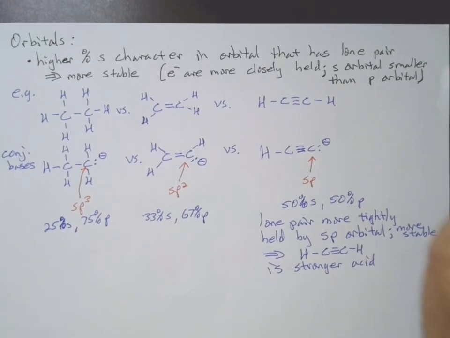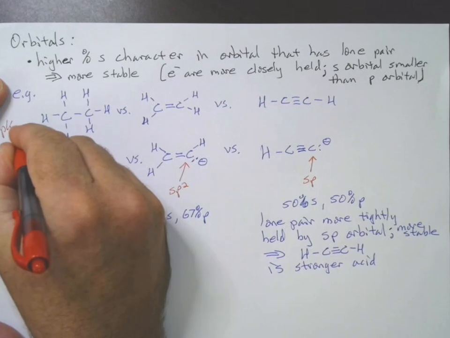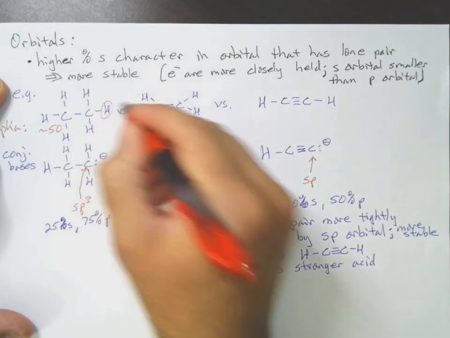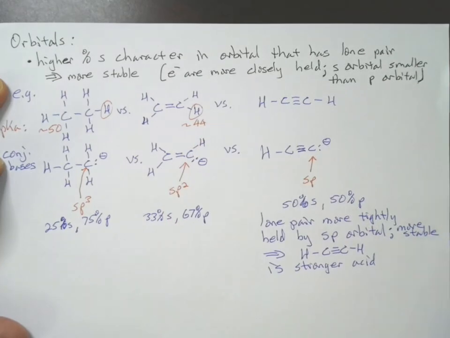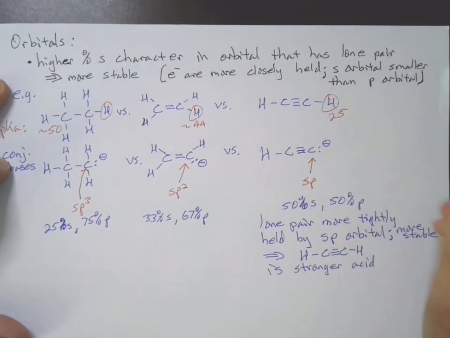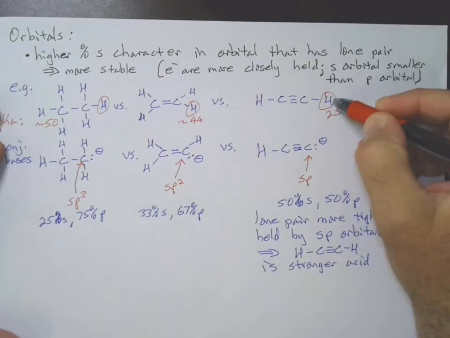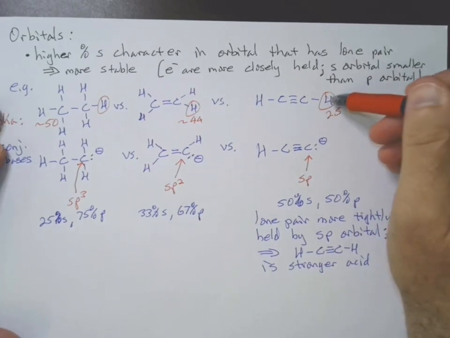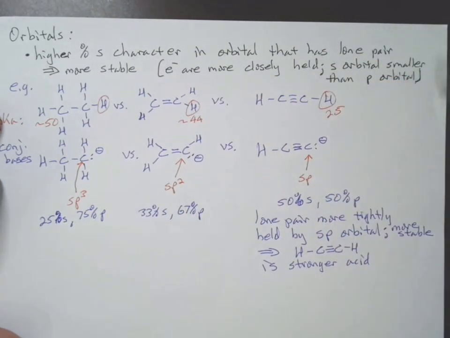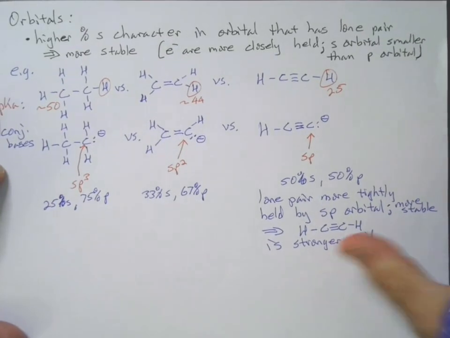And I could actually look at pKa's, and my pKa's here, it's around 50 for this guy. It's around 44 for that guy, and it's around 25 for that guy there. So you can see that the alkyne proton is a lot more acidic. It's 25 orders of magnitude more acidic than an alkane, 19 orders of magnitude more acidic than an alkene. And that's due to the different percent S character in the orbitals.